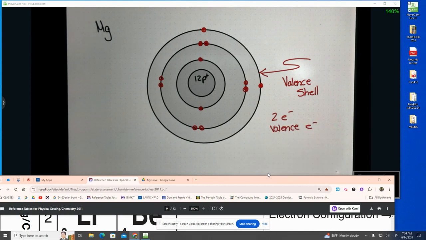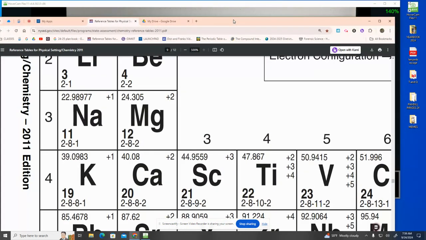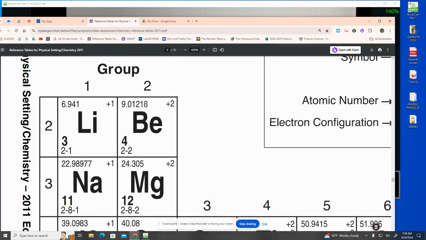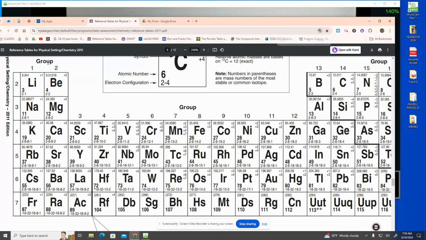And every element in this column on the periodic table, so if I zoom out, this column, which is called a group, they all have 2 valence electrons. See that? 2, 2, 2, 2. The valence electrons are always the electrons that are in the outside shell. Okay, so now here we are. This is kind of where we left off yesterday.